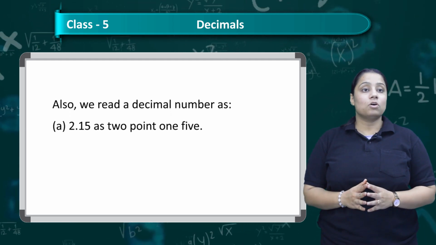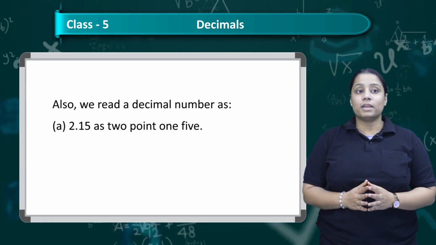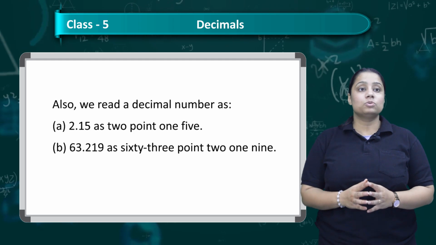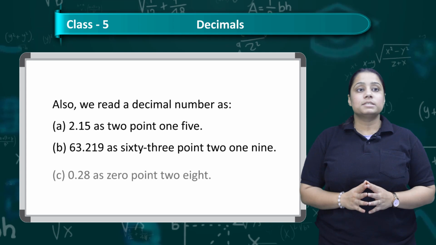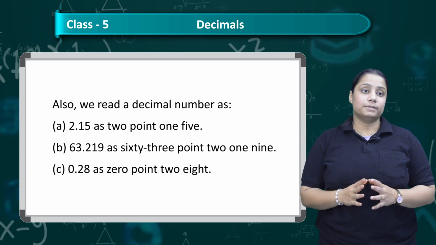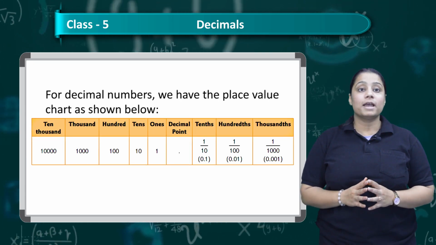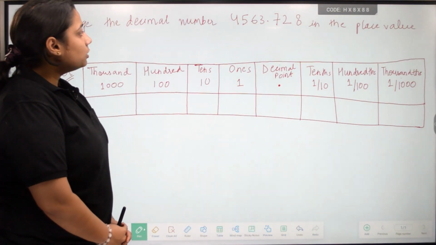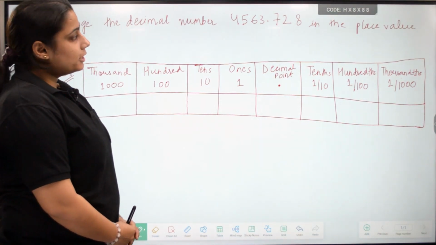Also, we read a decimal number as: A, 2.15 as 2.15; B, 63.219 as 63.219; C, 0.28 as 0.28. Place value chart. For decimal numbers, we have the place value chart as shown below. Example 1. Arrange the decimal number 4563.728 in the place value chart.